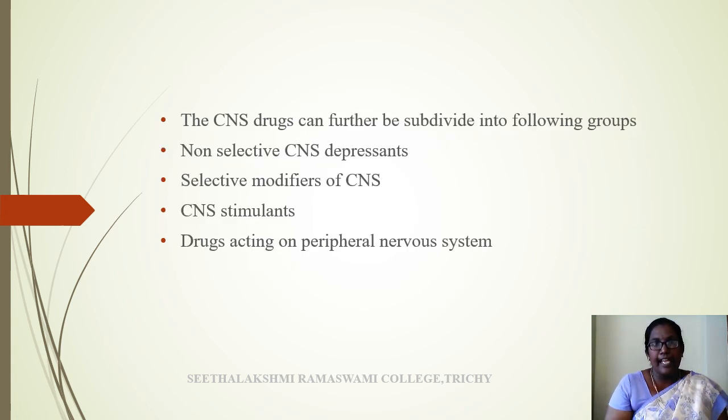The CNS drugs can be further classified into the following groups. First one is the non-selective CNS depressants. This group of drugs acts on the whole body. Next one is the selective modifiers of CNS. These drugs act on a specific, localized area of the human body. CNS stimulants are those which stimulate the central nervous system. And the last one is the drugs acting on the peripheral nervous system. So anything other than CNS is called the peripheral nervous system. The drugs which act on the peripheral nervous system come under the fourth category.